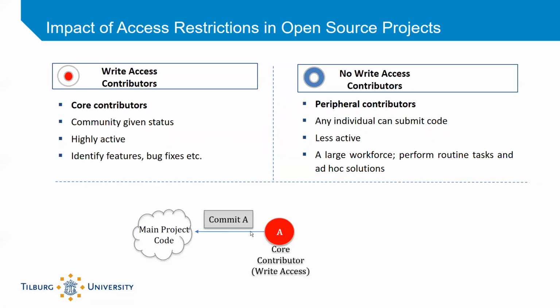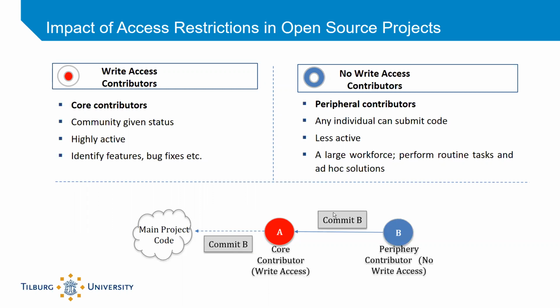So the workflow of open source development happens something like this. A core contributor can make a change directly to the main project. A change is often referred to as a commit. But a peripheral contributor, if they want to make a change, needs to submit the change, and a core contributor is responsible for peer reviewing and evaluating the change and actually committing it to the main project.